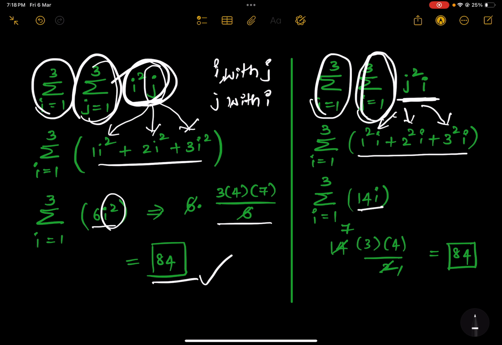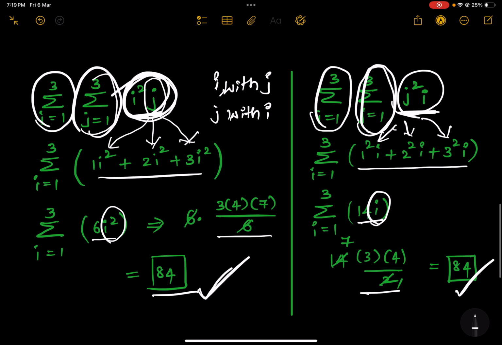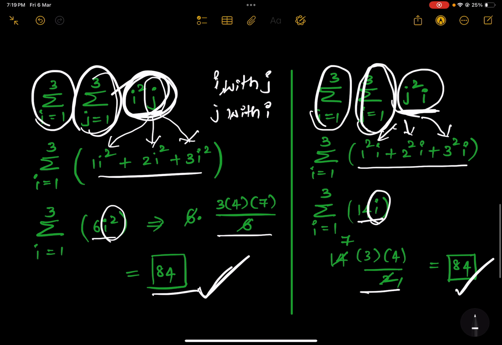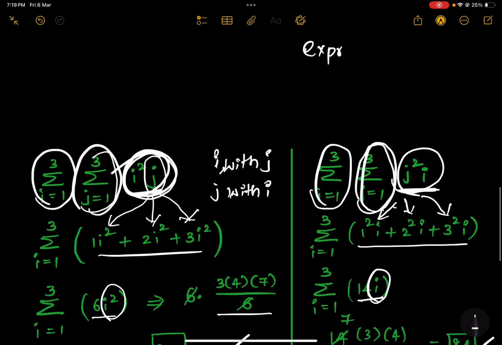So 14 comes out of the summation, and sigma I is n into n plus 1 by 2. You put that. And the answer is still 84. So when you have multiple summations, you can change the variables like this. So this is the thing that I wanted to explain. Now, what does it have to do with the current question at hand?